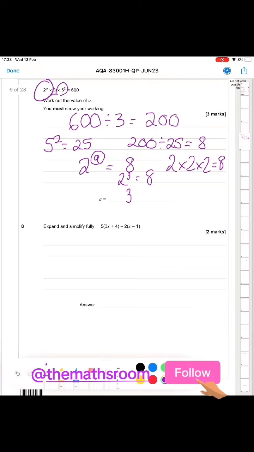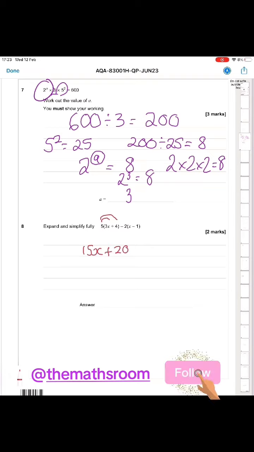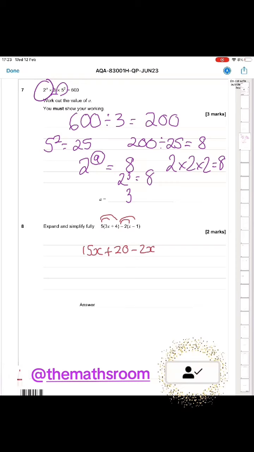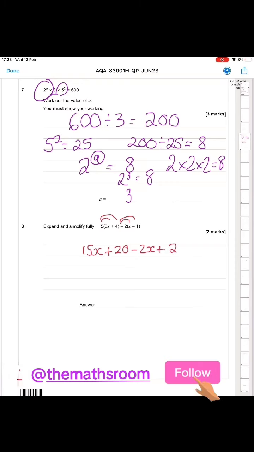Next question, we've got a bracket expansion, 2 single brackets, and then we need to collect the like terms. So if we expand the first bracket, we get 15x plus 20. Second bracket, we've got a negative sign, so minus 2x. Minus times a minus is positive, so that'd be positive 2.